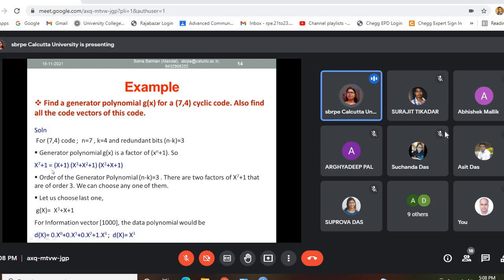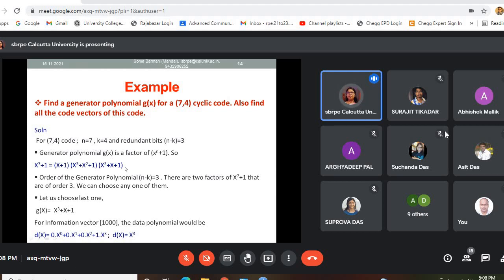The primitive polynomial is also given, like x to the power 7, up to x to the power 255. All these things are given in table form. If the code is small it is possible to factorize, but for a long code length it is very difficult. So x to the power 7 plus 1 is factorized as x plus 1, x cube plus x square plus 1, and x cube plus x plus 1.